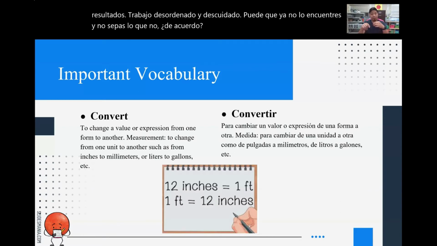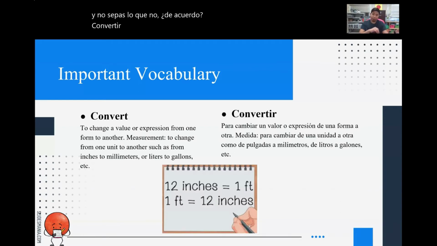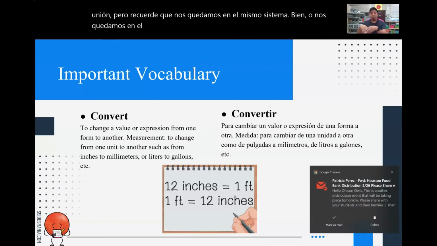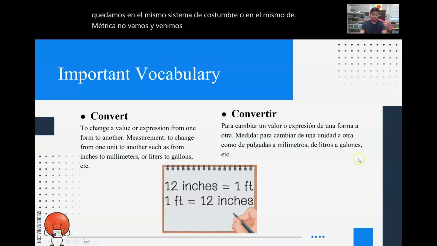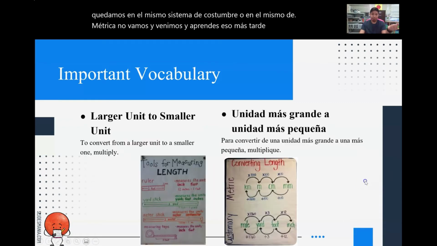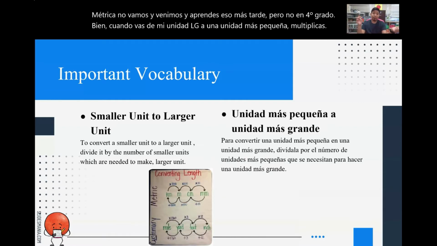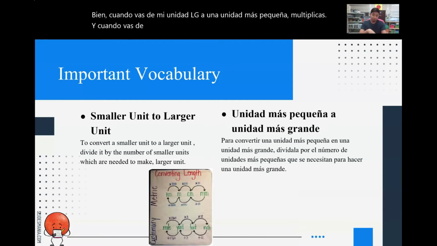Convert means to change from one unit of measurement to another unit of measurement, but remember, we stay in the same system, okay? We either stay in the same system of customary or in the same one of metric. We don't go back and forth between them. You learn that later on, but not in 4th grade. When you're going from a large unit to a smaller unit, you multiply. And when you're going from a small unit to a large unit, you divide.